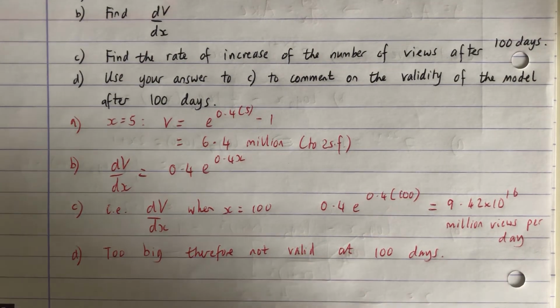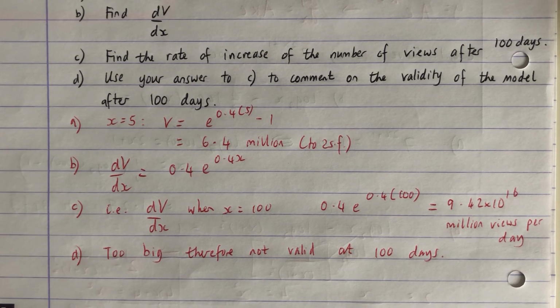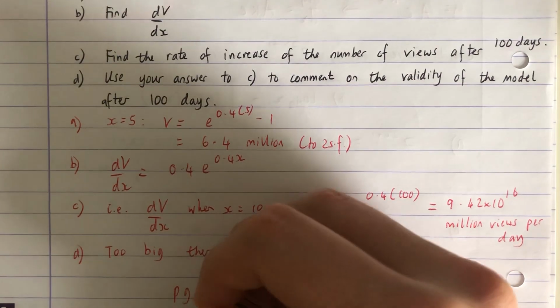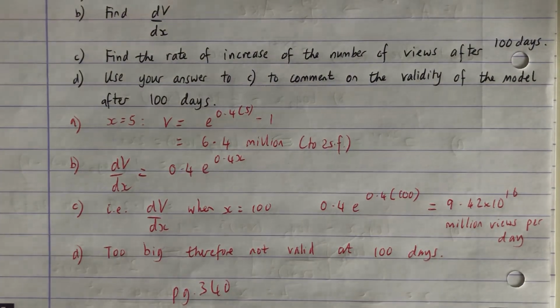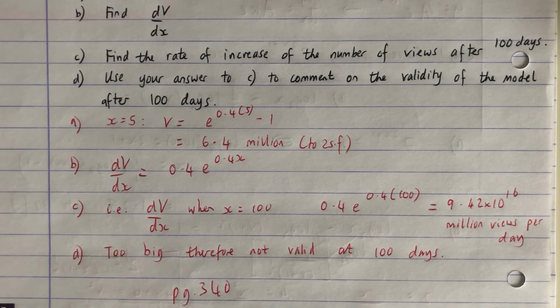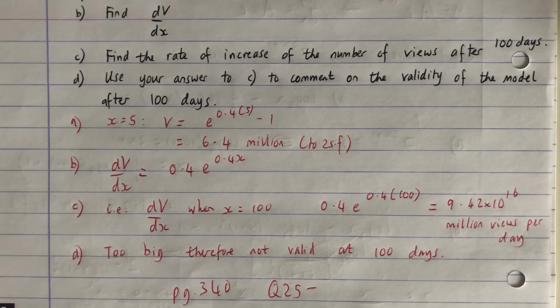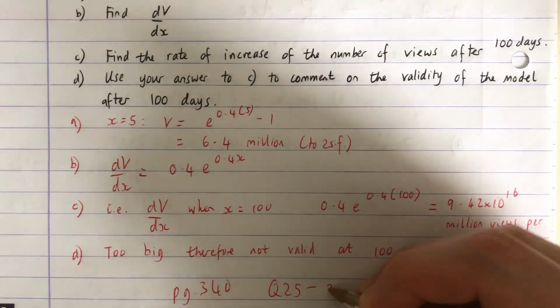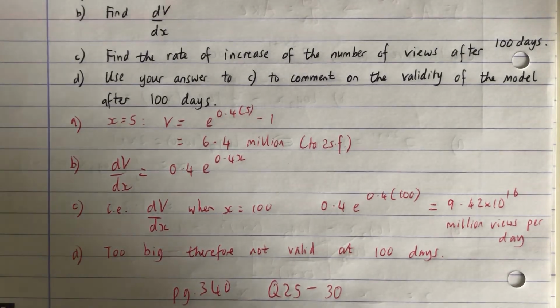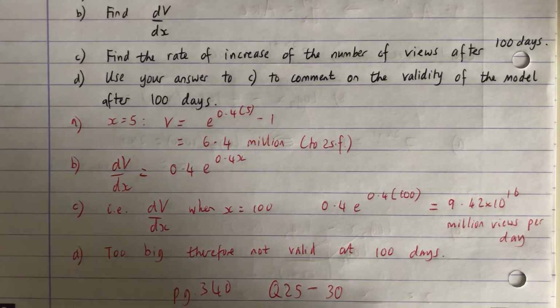The questions I'd like you to complete are in the review exercise, which starts on page 340. If you start on question 25 and go up to question 30, you could do them in any order you like. And then if you have any questions about those, then rejoin the Teams meeting and let me know.